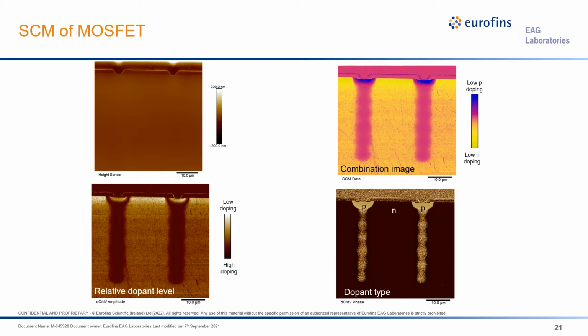This type of data is not typically shown on the yellow-brown color table. In this case, the pink to purple colors indicate high to low P doping, and the orange to yellow indicates high to low N doping.